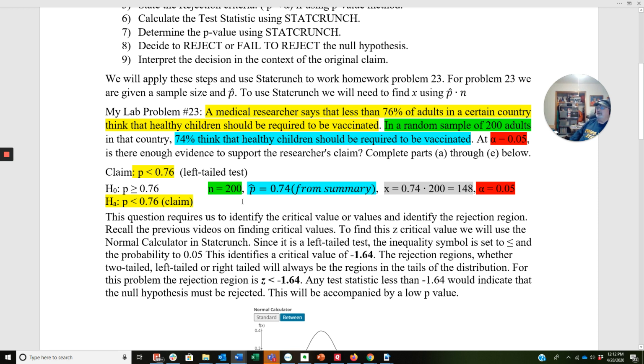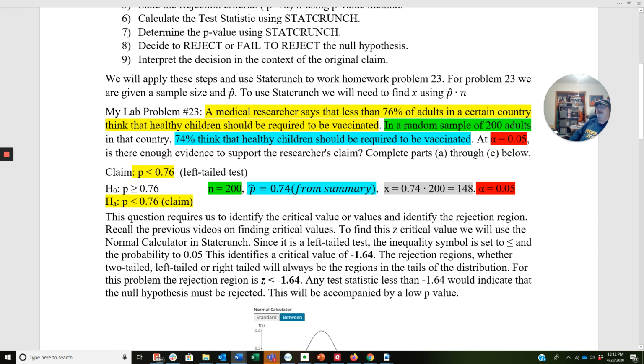So what do we know? We know n is equal to 200. We know p hat is equal to 0.74 from the summary statistics. So if we take 0.74 times 200, we get 148. So x will be 148 and alpha equals 0.05.